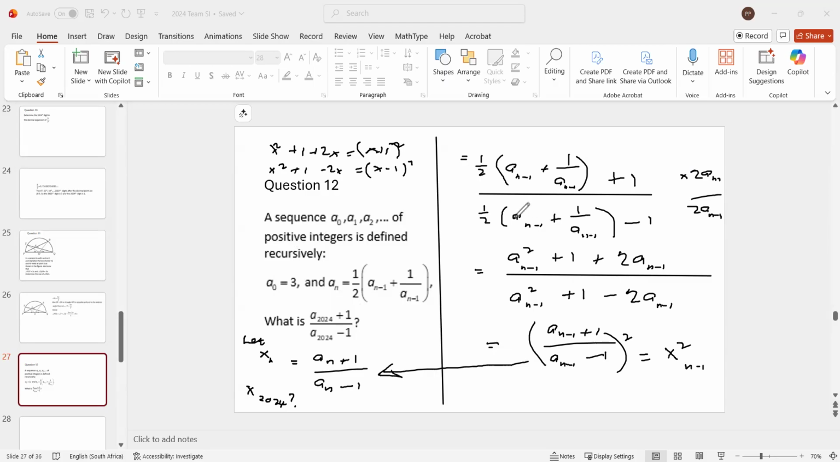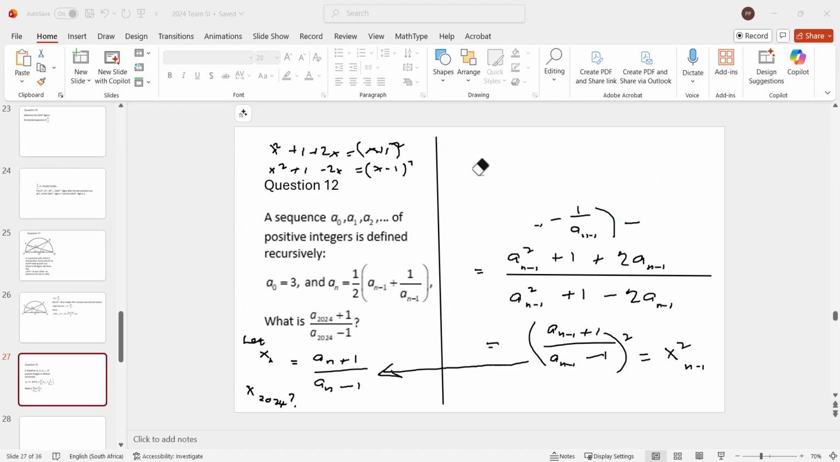Oh, I should have had x_n on the left-hand side. Oh, yeah, no, I've got x_n on the left-hand side. So I got x_n is equal to the square of x subscript n minus 1. Okay, I'm going to just delete some stuff here to create space.